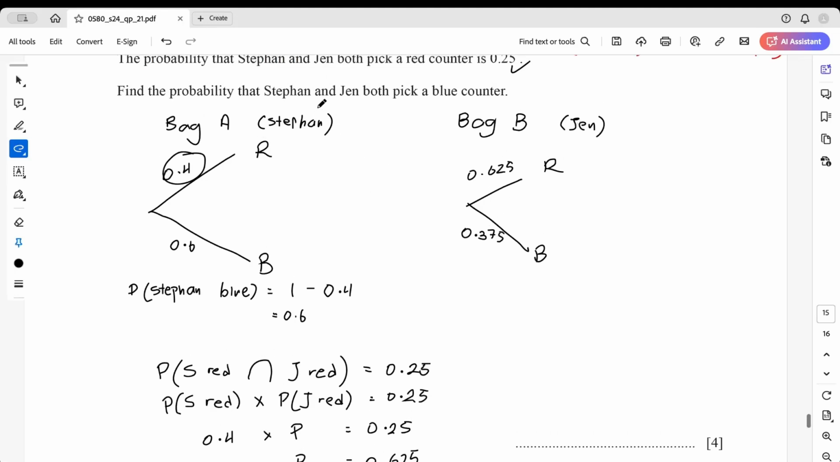Now find the probability that Stefan and Jen both pick a blue counter. Once again, applying the same rule, we're finding the probability of Stefan picking blue times the probability of Jen picking blue, 0.6 times 0.375, and that will get us 0.225.